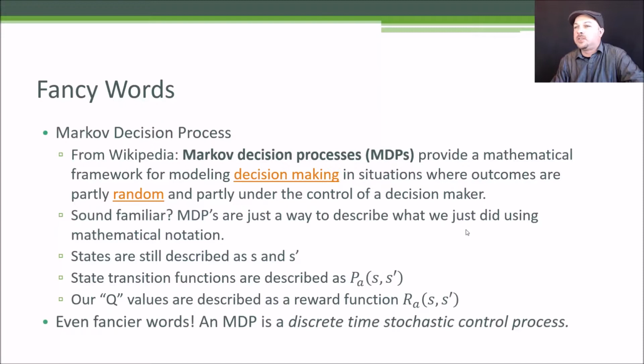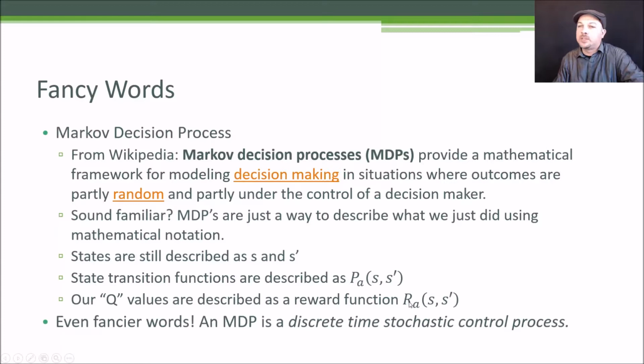States are still described as S, and S prime is the next state that we encounter. We have state transition functions that are defined as P sub A for a given state of S and S prime. And we have our Q values are basically represented as a reward function, so a R sub A value for a given S and S prime. So moving from one state to another has a given reward associated with it.